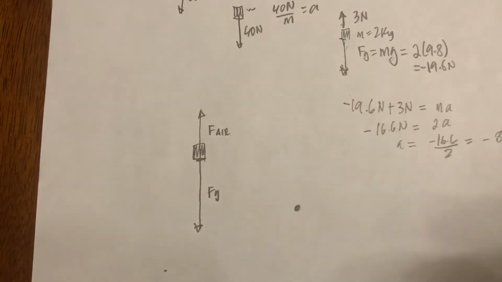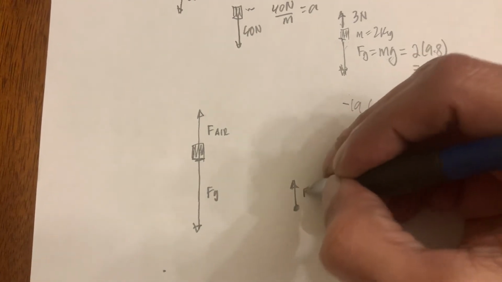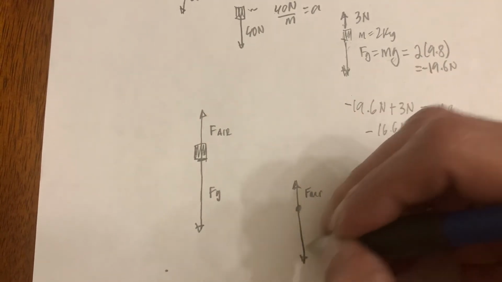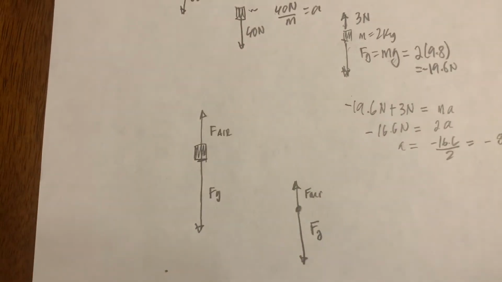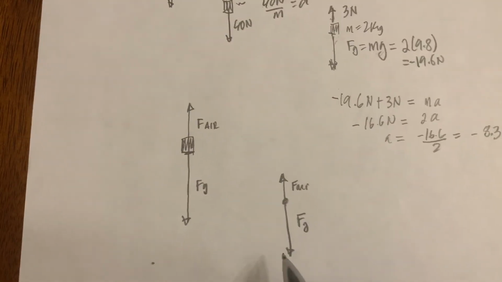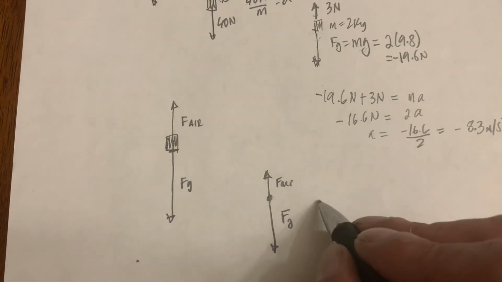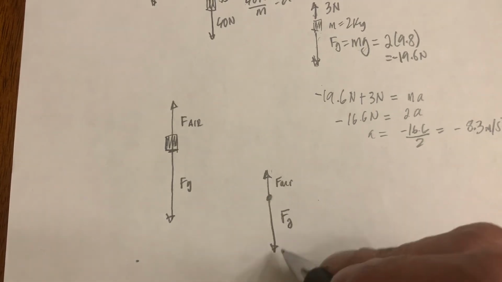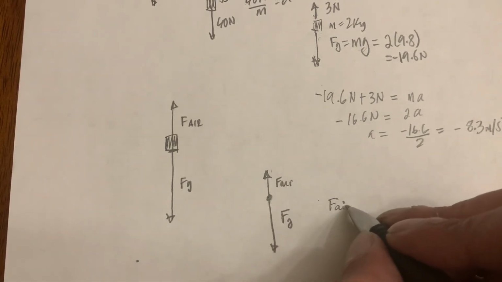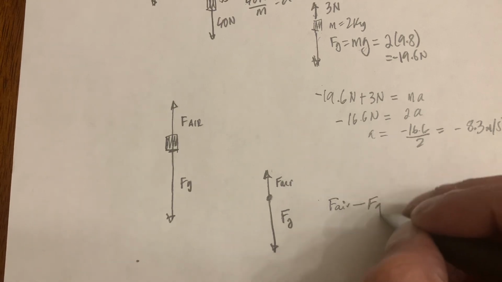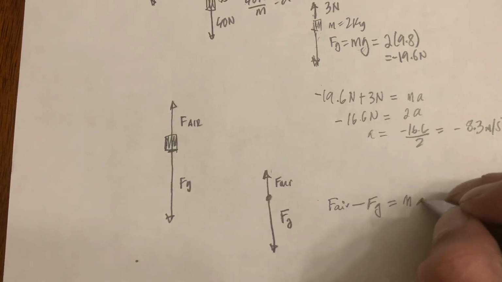Remember, the free body diagram for this is pretty simple. F air, in fact, it's already made up there, and Fg. Our first step is to make our free body diagram, and the next step is to write the equation. Everything up is positive, everything down is negative. So we have F air minus Fg is equal to ma.